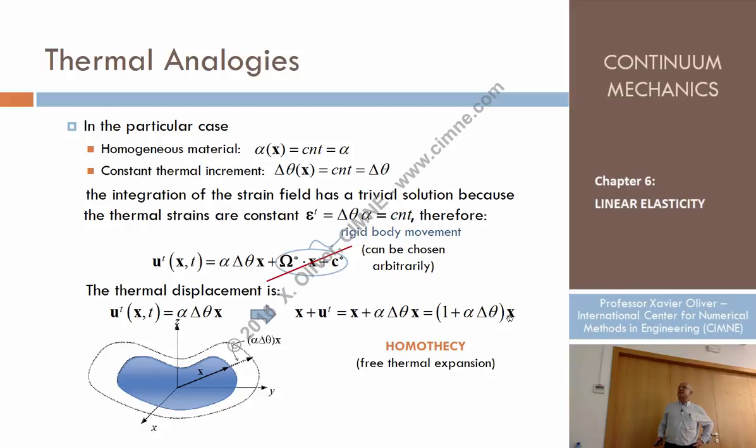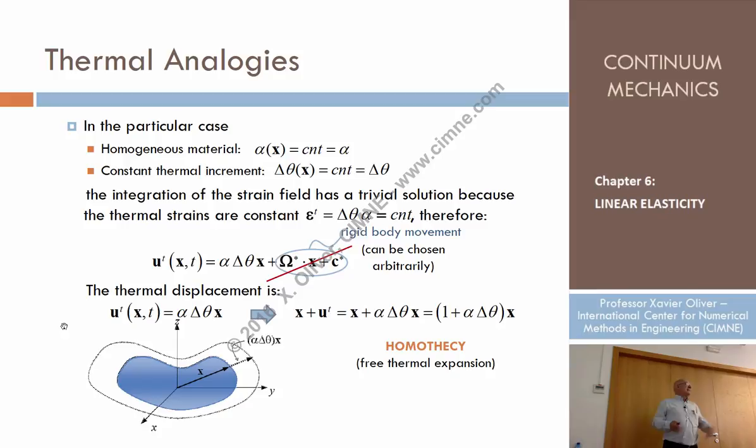So this particle has moved along the same vector that it was before, an expansion by alpha delta theta. That is what in geometry is called a homothety. You remember the word homothety? Homotecia in Spanish. So that is a geometric transformation of a body in which every point moves with respect to the reference point, the origin of coordinates, in the same direction it was, by a certain quantity, and this is called the homothety ratio. So mathematically this is a homothety of ratio alpha delta theta. And that's very easy to compute.